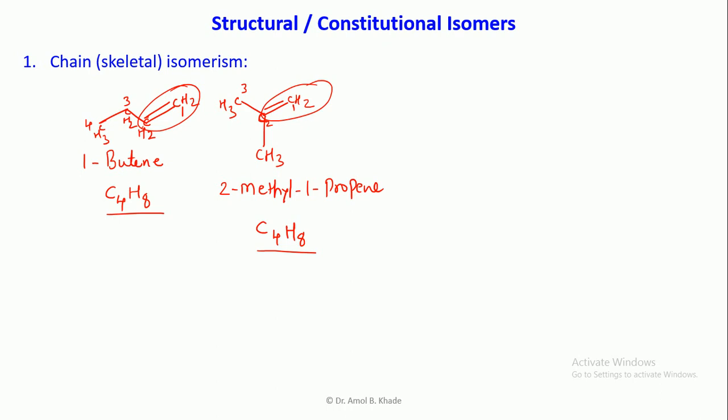So in chain isomerism, what we usually find is that the parent chain is going to change. The parent chain is going to change in the chain or the skeleton isomerism. We can take another example. Let's say 1, 2, 3 and 4. Let's say I have attached here the amino group. So where will the numbering start? Obviously at the carbon atom containing the amino group. So this will be 1, 2, 3 and 4.